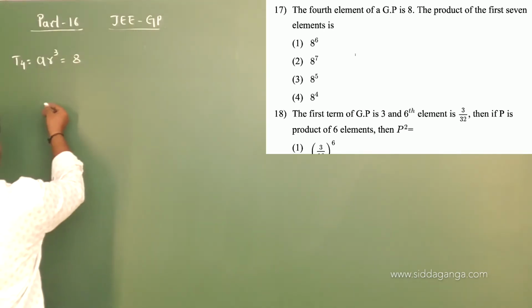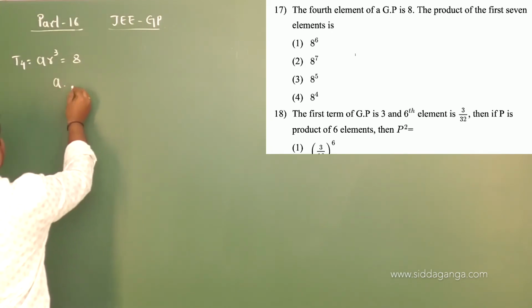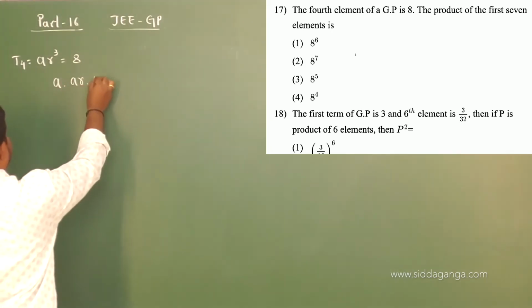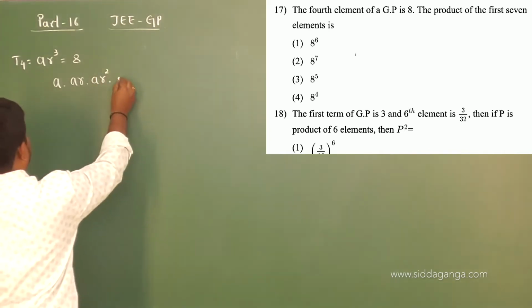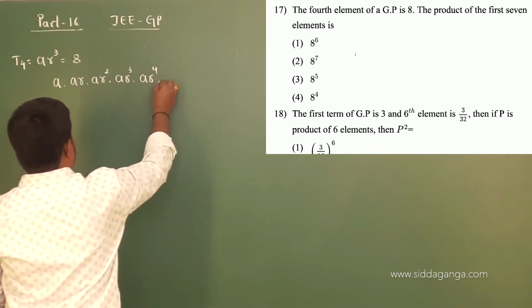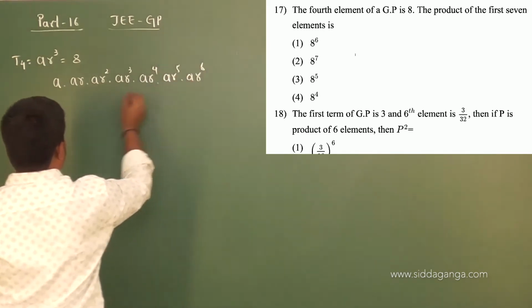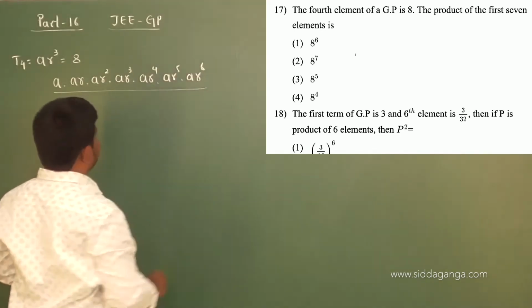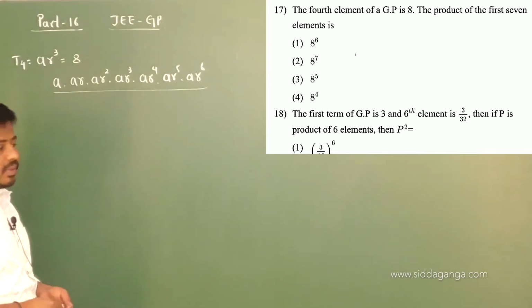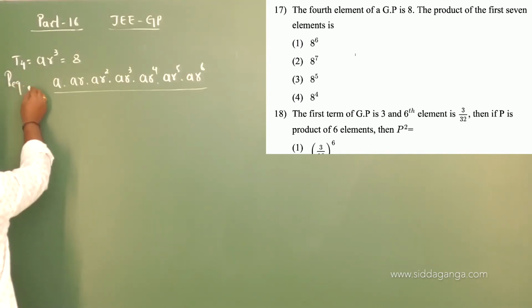Then what is the product of the first 7 elements of the given GP? So let me write the product of the first 7 elements. The first 7 elements are given by: first term A, second AR, third AR square, fourth AR cube, AR power of 4, AR power of 5, AR power of 6. Here we have the product of the first 7 terms of a GP. So this is our required product.